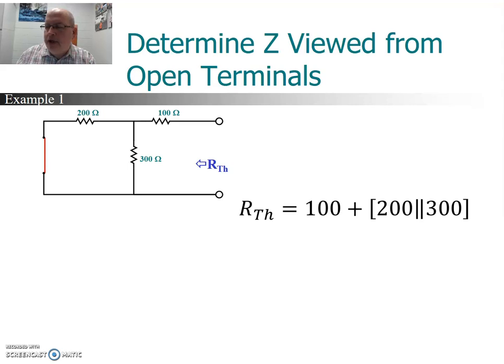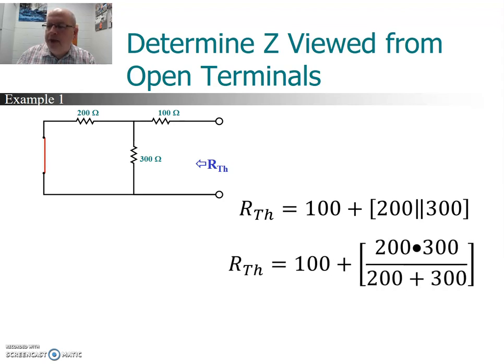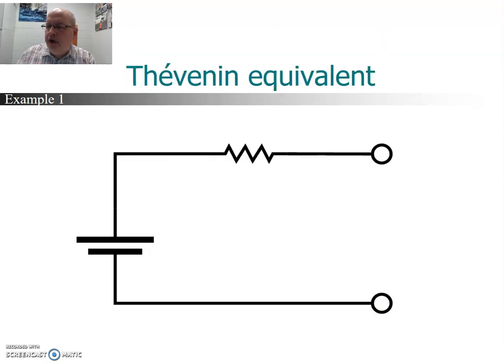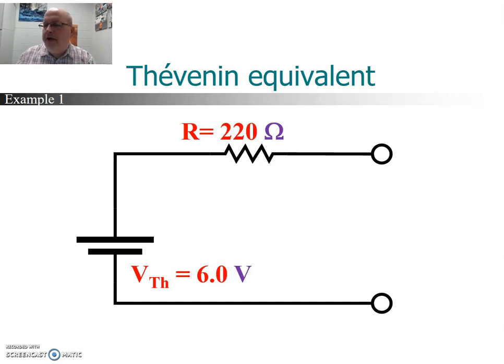And in order to get two resistors that are in parallel, how to find the equivalent resistance, we do product over sum. Product over sum, as you recall, only works if we have two different resistors in parallel. Will not work if you have more than two. So the Thevenin resistance then is 100 plus 200 times 300 divided by 200 plus 300. And do the arithmetic, you get 220 ohms. So we're going to put that value of 220, associate that with our series resistor, and the voltage we found previously is 6 volts. This becomes our Thevenin equivalent circuit.